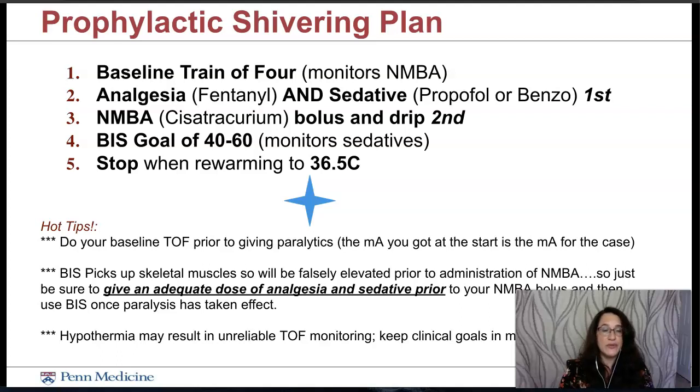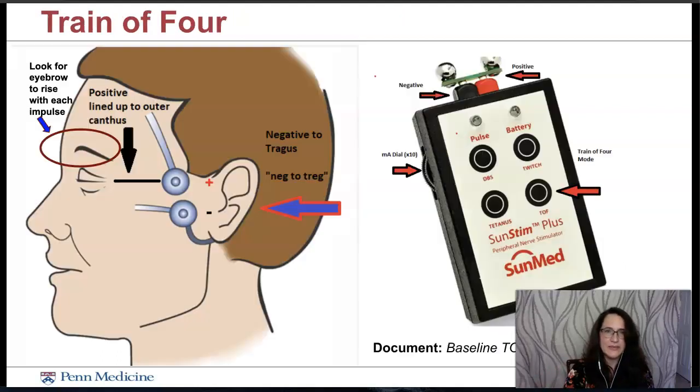Now that we're familiar with that, hot tips on that: do your baseline train of 4 prior to giving the paralytics. And the MA, the energy that you get for the train of 4, is the energy you use for the whole case. Also remember, the BIS picks up skeletal muscle, so don't start using that until you've actually paralyzed the patient. And don't get too caught up on getting that train of 4 monitoring. Hypothermia can result in unreliable settings going forward, so just keep those clinical goals in mind.